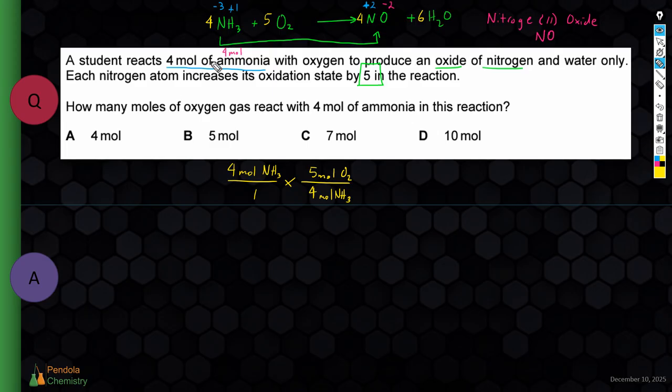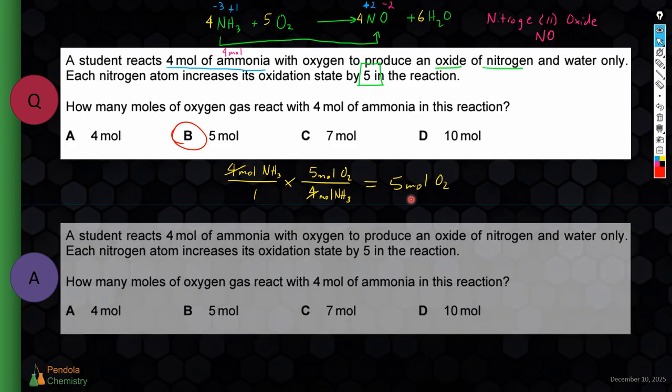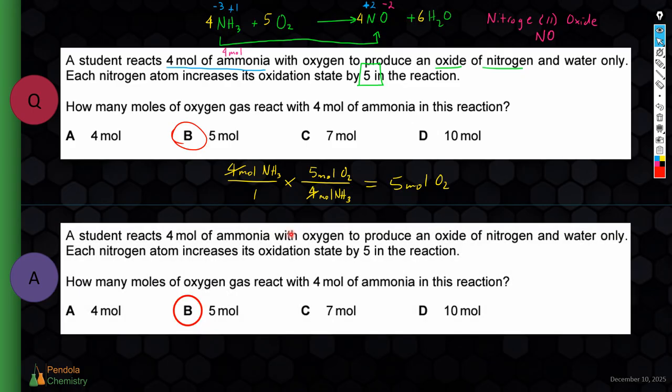And they made this question really easy because the 4's just cancel out, and we can see that we need 5 moles of oxygen. So you shouldn't actually need to do the math. Once you know this and you balance the equation, we see that it's a 4-to-5 ratio. Since we have 4 moles of ammonia, we need 5 moles of oxygen. So our answer should be B, 5 moles of oxygen. And if we look at our answer key here, that is indeed correct.